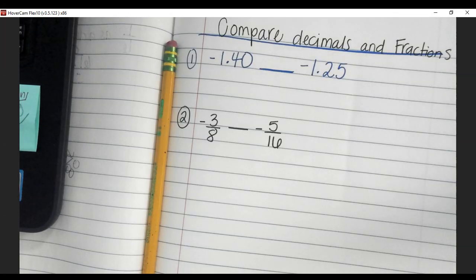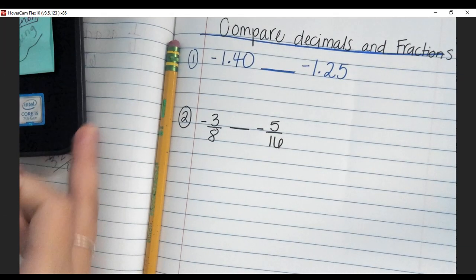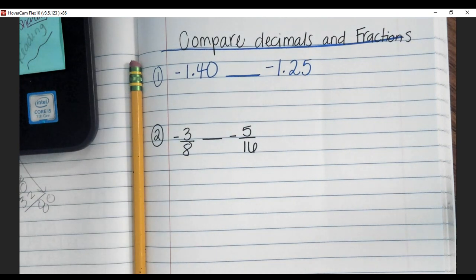Okay, fifth grade. So we're going to look at our next lesson. We're going to take everything that we've learned about decimals and fractions, fractions to decimals, rational numbers, and combine all of that into this lesson just to get us more practice with looking at decimals and fractions and converting one way or the other. So we're going to look at comparing fractions and decimals.